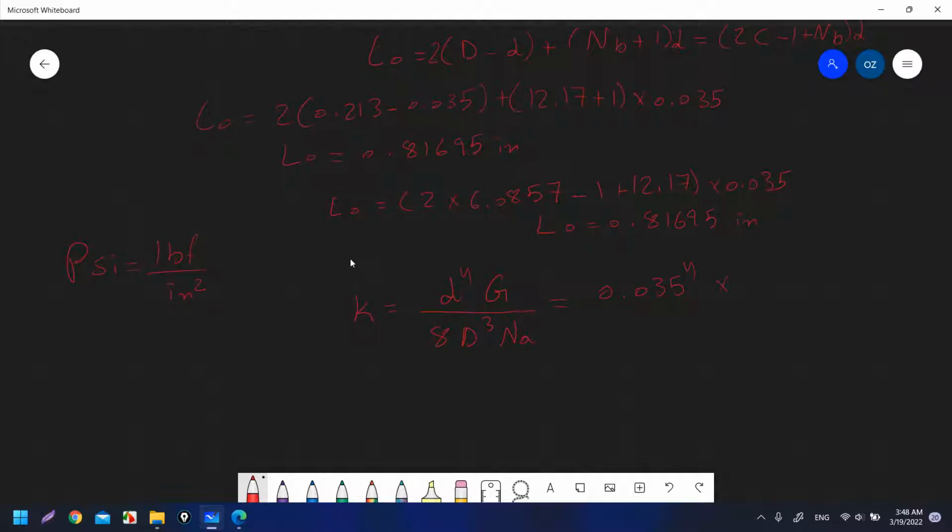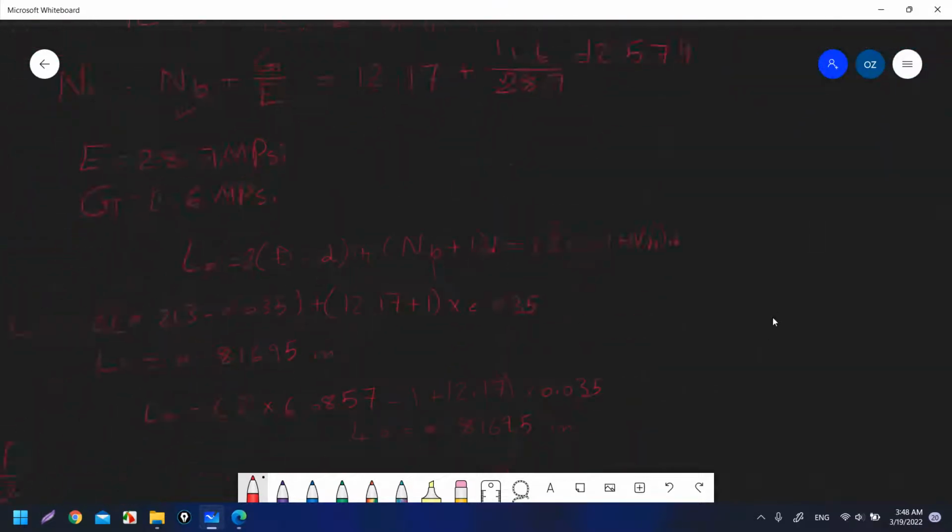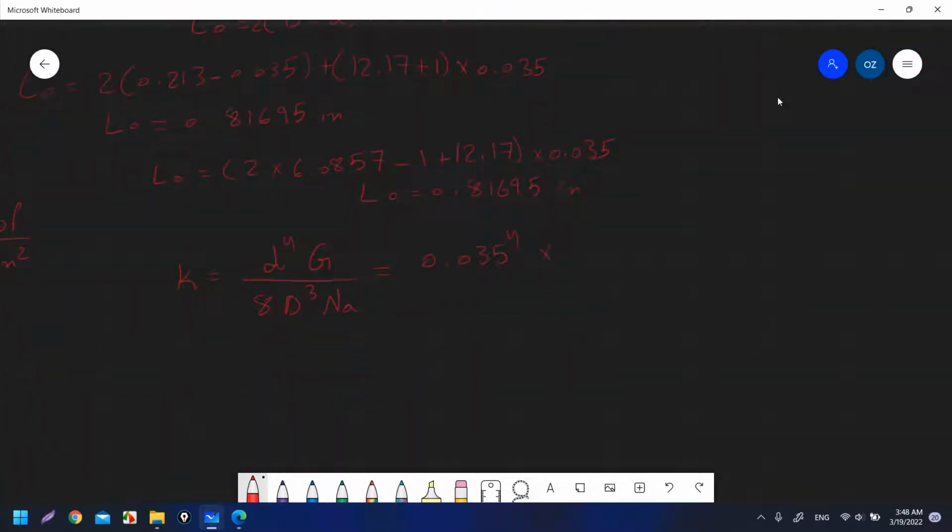I want K to be in pound force per inch, because already Fi is given in the question in pound force. So I have to multiply by 10 to the power 6. This one will be 11.6 times 10 to the power 6, over 8 times 0.213, which is the mean diameter of the coil, cubed, times NA of 12.574. This gives K, the spring rate, as 17.91 pound force per inch.